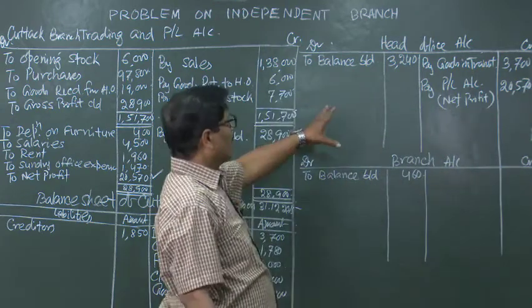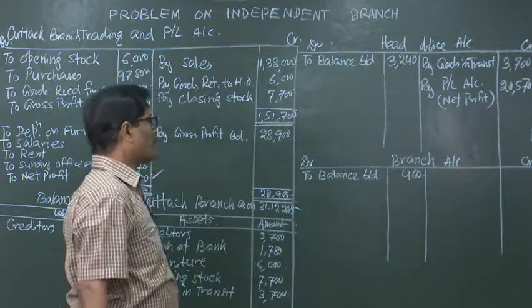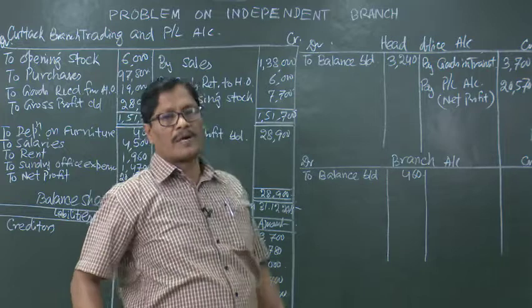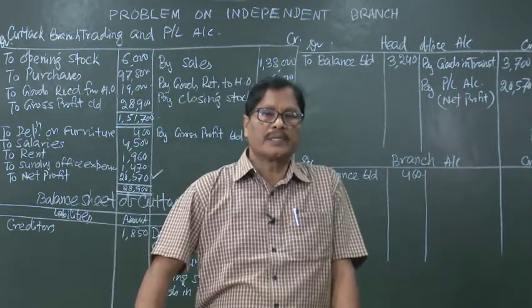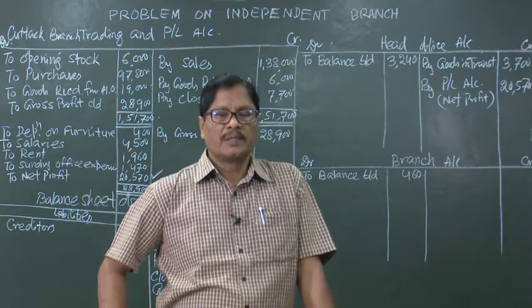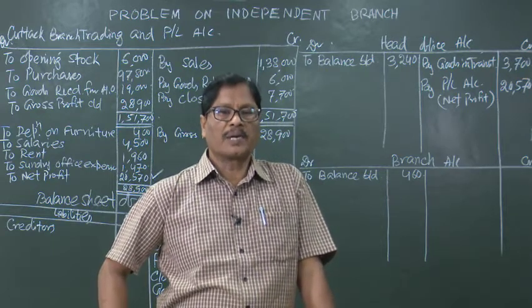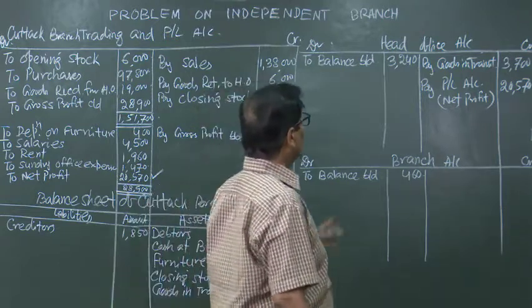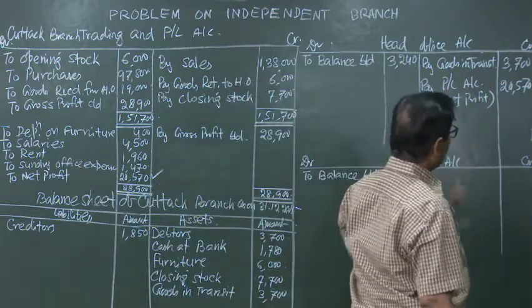The branch will write like this: head office account is credited by profit and loss account 20,570. If you remember, we have passed the entry when we were discussing different types of entry: whenever there is net profit of the branch, in the books of the branch it will be transferred to head office profit and loss account or head office account first of all. So, head office account is credited by profit and loss account.